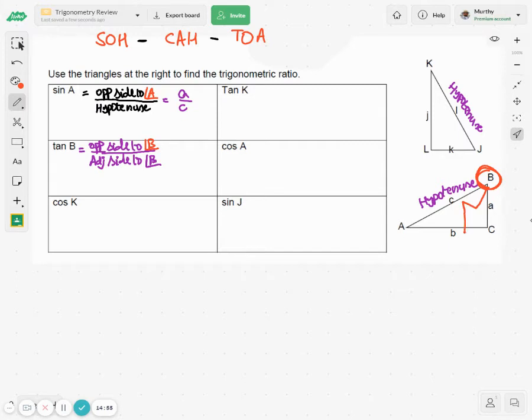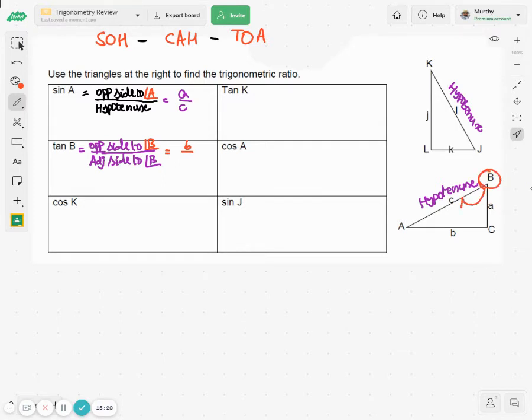Opposite side means you can see that this is the opposite side. Again, I am repeating here. This one is opposite side to angle B. So this one equals small letter b over the adjacent side to angle B.